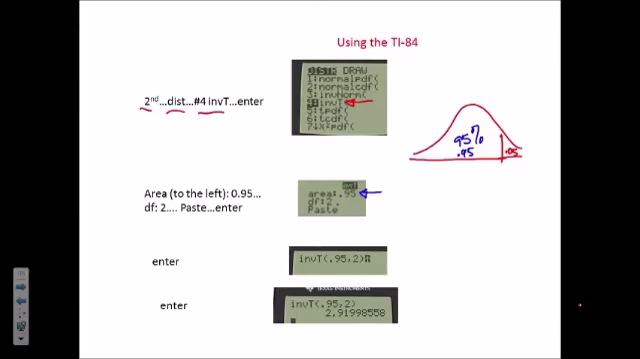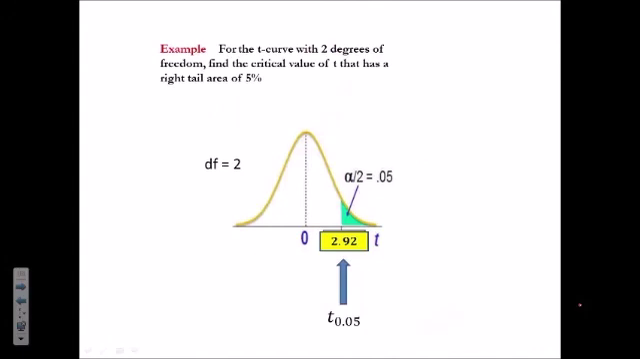You have to enter the degrees of freedom, 2, and then hit paste, and you'll get something like this, and hit enter again, and you'll get T critical. So there's T critical, which is about 2.92. Same thing we got before. So this is our picture, therefore, of the problem. We had degrees of freedom 2, the area of the right tail 5%, and this was the critical value of t.